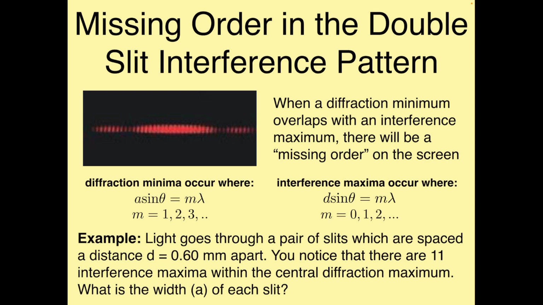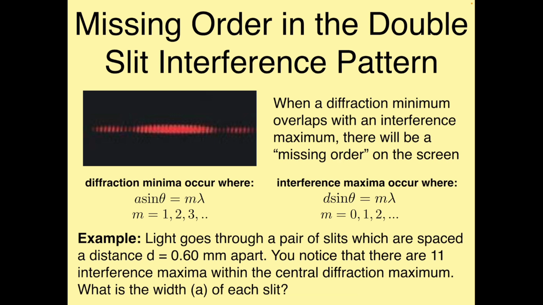So let's do an example. Light goes through a pair of slits which are spaced a distance d equals 0.60 millimeters apart. You notice that there are 11 interference maxima within the central diffraction maximum. The question is, what is the width of each slit? Again, the idea is you have a whole bunch of interference maxima, a whole bunch of bright spots within that central diffraction maximum. Based on that, we'll be able to calculate the width of the slit, a.